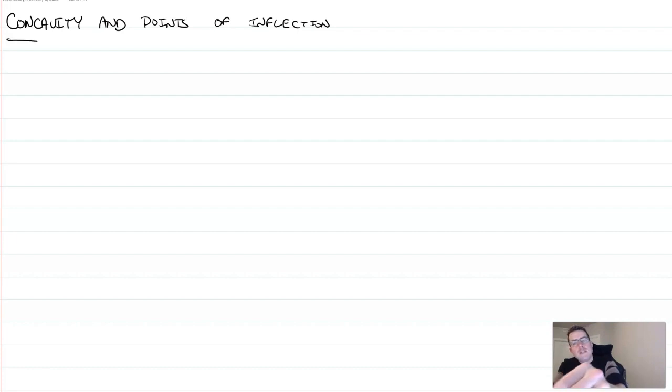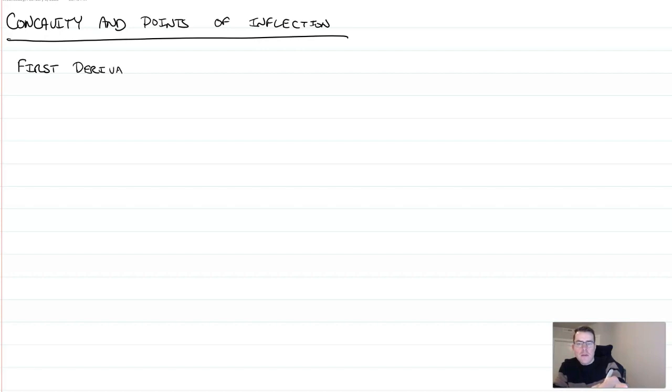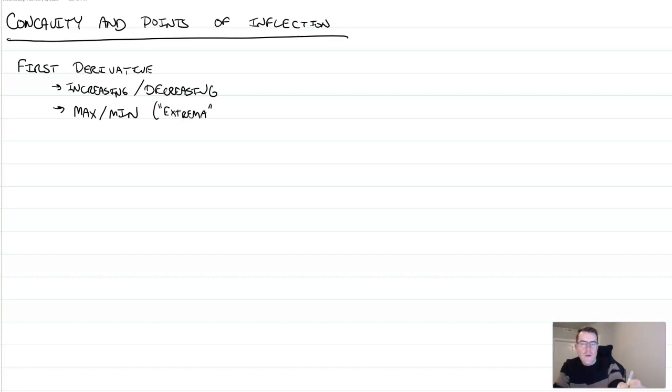So first off, I just want to start today with a little bit of a reminder that when we use the first derivative, this can tell us a few things. This can tell us where a function is increasing and decreasing. It can also give us any max or min values, which are known as extrema.